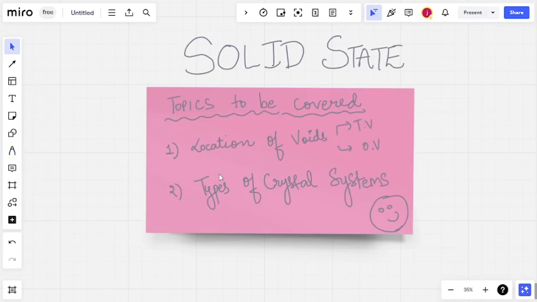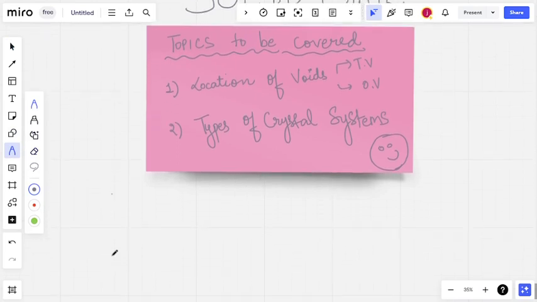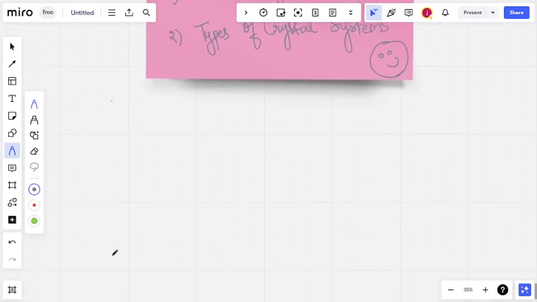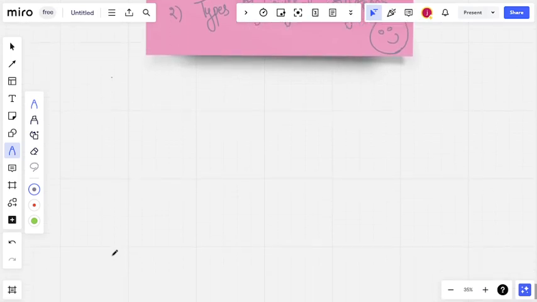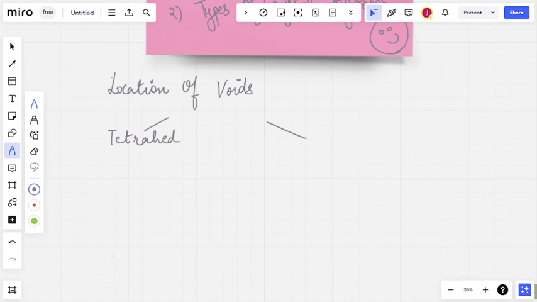Good morning, students. The topics that we are going to cover right now from the solid state are location of voids and the types of the crystal systems. So let us move to our very first topic, that is location of voids. We already have discussed the type of voids. Today we are going to discuss the location of voids, and that of tetrahedral voids and octahedral voids.